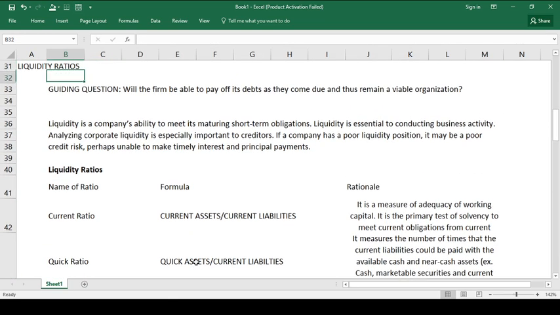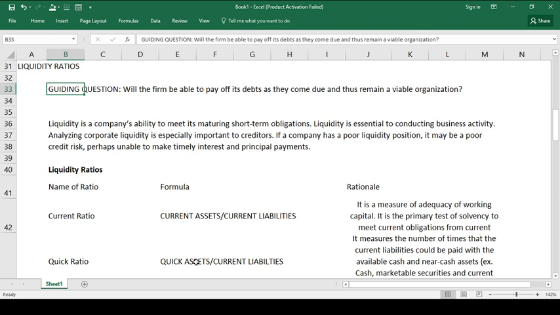Okay, the liquidity ratio, its guiding question is, will the firm be able to pay off its debts as they come due and thus remain a viable organization? That is the guiding question to determine the purpose of the liquidity ratios. Will the firm be able to pay off its debts as they come due and thus remain a viable organization?